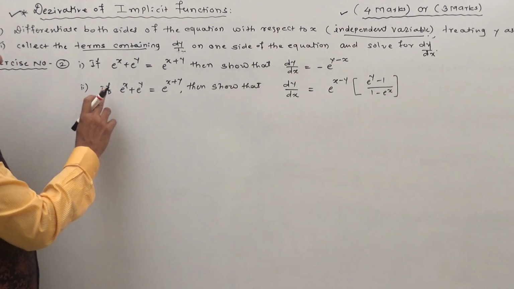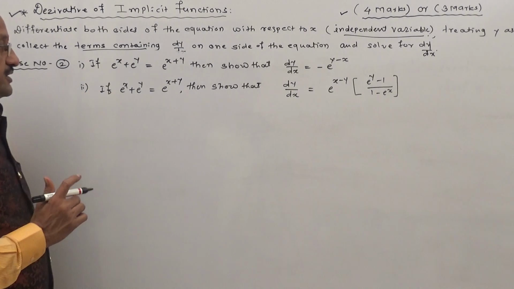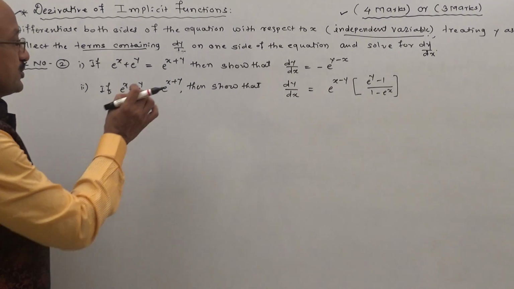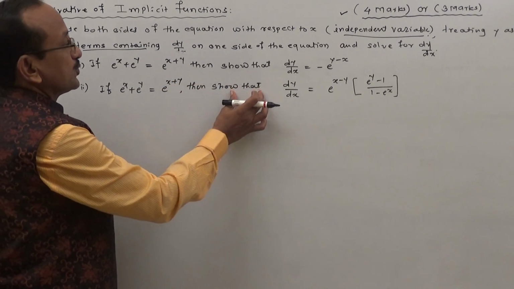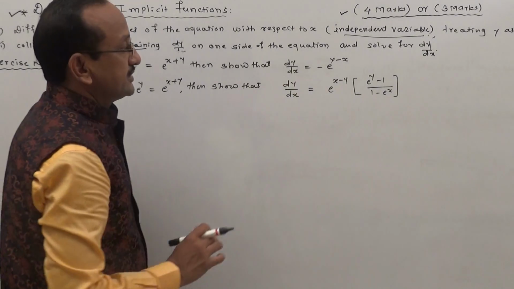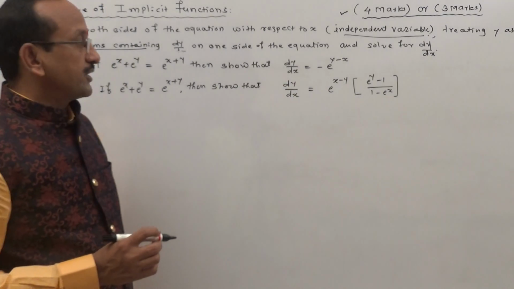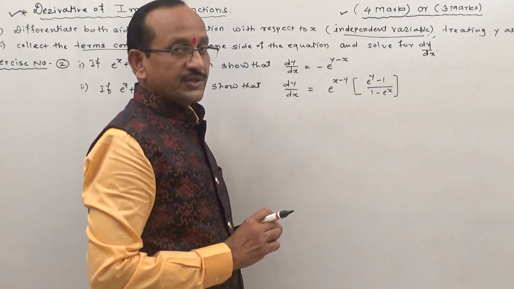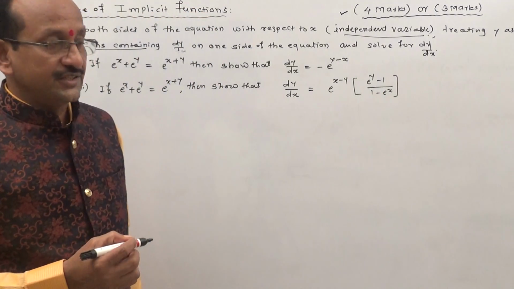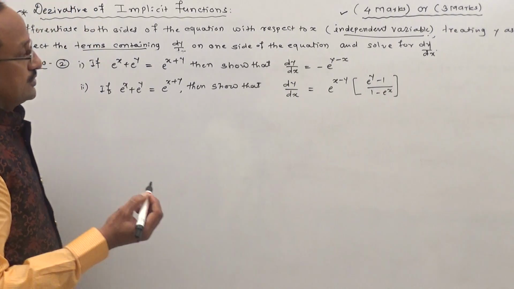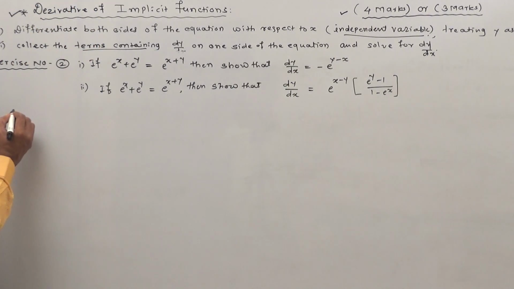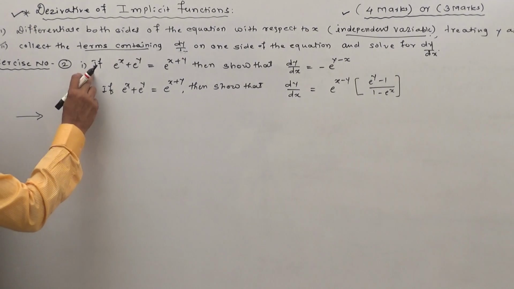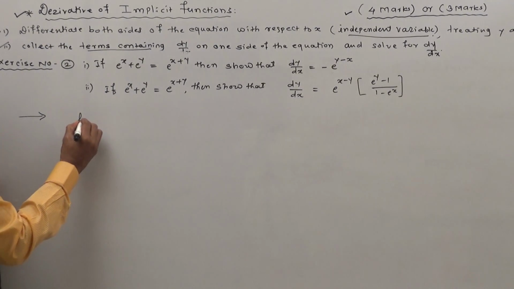Second example, if e raised to x plus e raised to y is equal to e raised to power x plus y, then show that dy by dx is equal to e raised to power x minus y into bracket e raised to power y minus 1 upon 1 minus e raised to x. Now solve this example one by one. So let us consider first example.